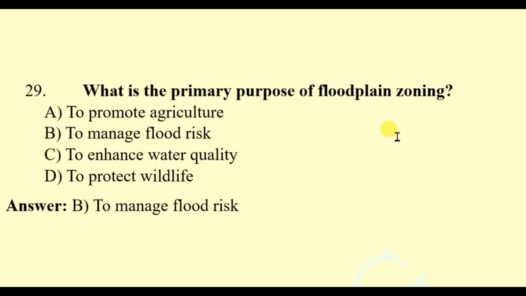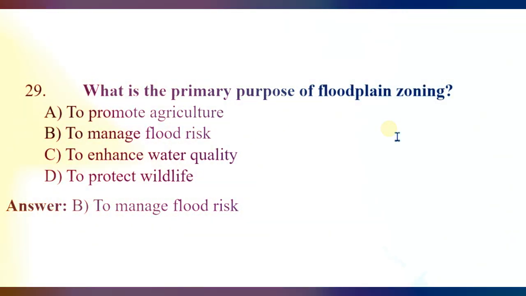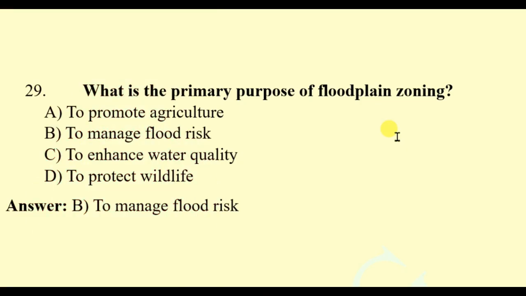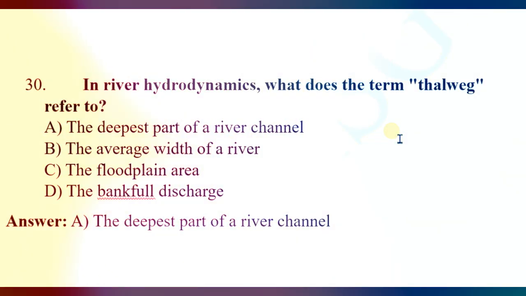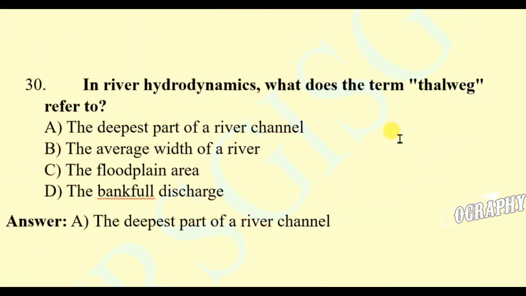Question 29. What is the primary purpose of floodplain zoning? To promote agriculture, to manage flood risk, to enhance water quality, to protect wildlife. Here the correct answer will be to manage flood risk. Question 30. In river hydrodynamics, what does the term thalweg refer to? The deepest part of a river channel, the average width of a river, the floodplain area, the bankfull discharge. Here the correct answer will be the deepest part of a river.